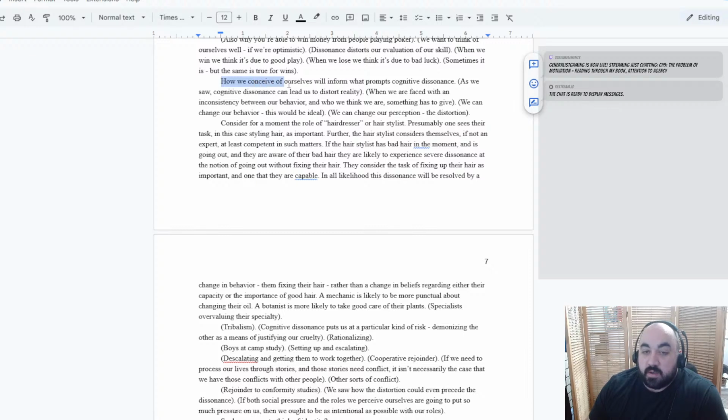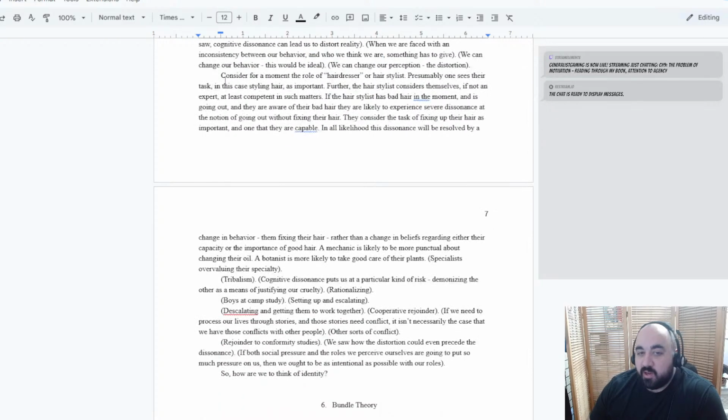But how we conceive of ourselves will inform what prompts cognitive dissonance. As we saw, cognitive dissonance can lead us to distort reality. When we are faced with an inconsistency between our behavior and who we think we are, something has to give. We change our behavior, this would be ideal, but we can also change our perception of the relationship between what we think our behavior is and our identity. And so, in this case, the reality is our behavior, and what we are distorting is our worldview, who we think we are.